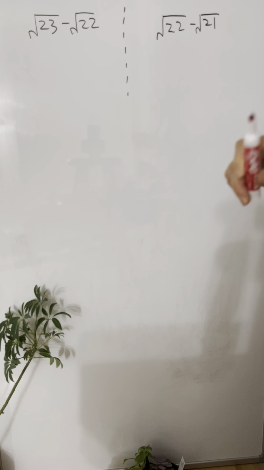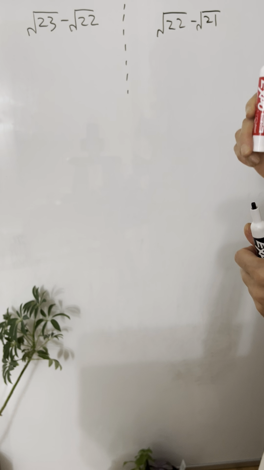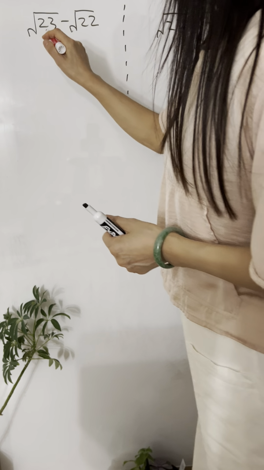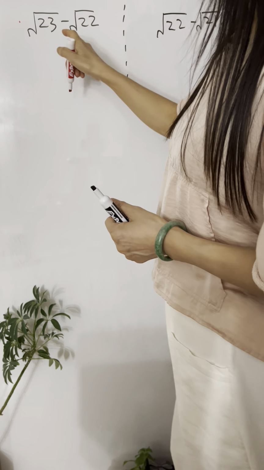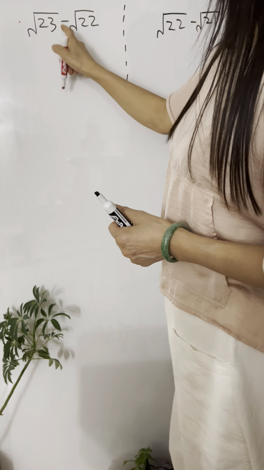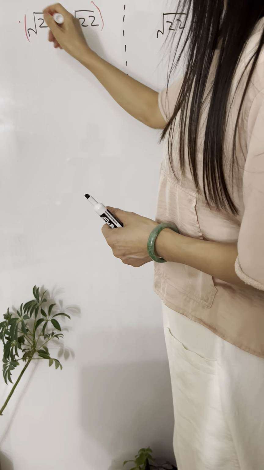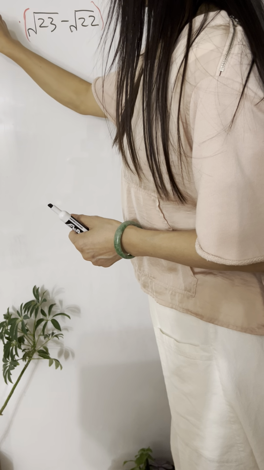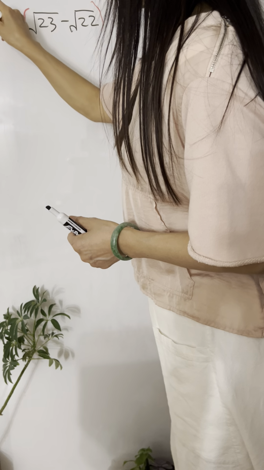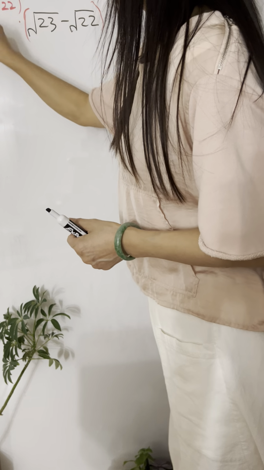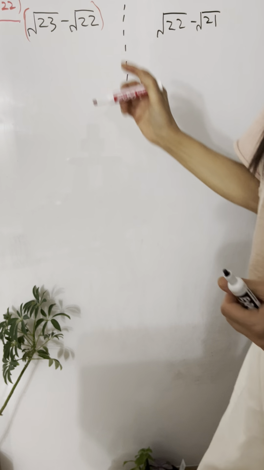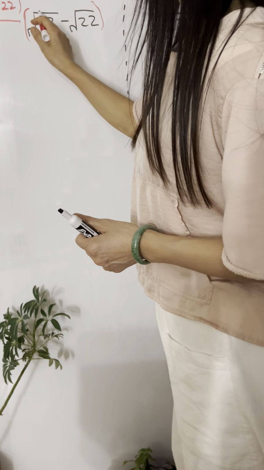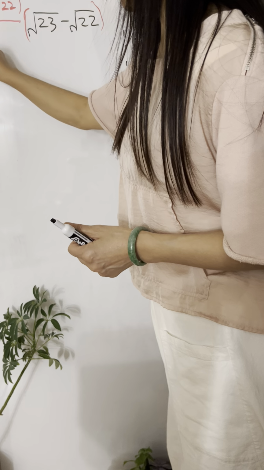So one way is we want to use the difference of two squares formula. Difference of two squares, which means we want to multiply by the plus term. So we want to multiply square root of 23 plus square root of 22. But when we do that, because it's an expression, it's not an equation, we can only multiply by the transformer 1. So if we want to multiply the numerator with this, we have to do the same for the denominator.